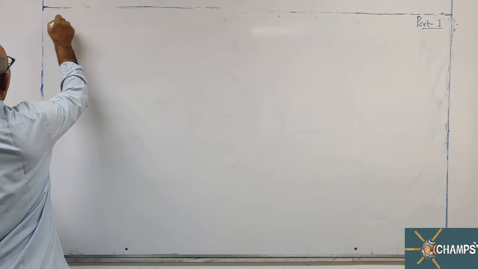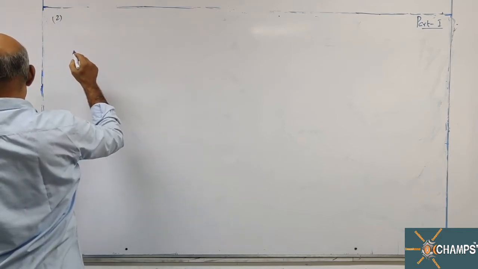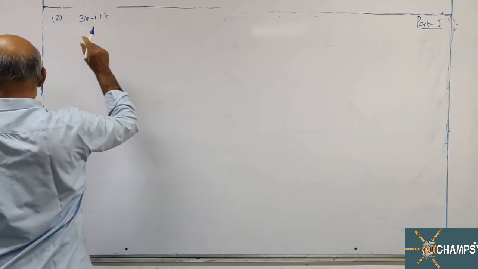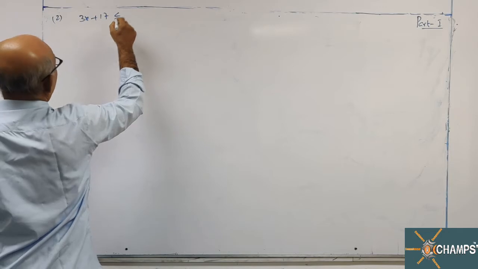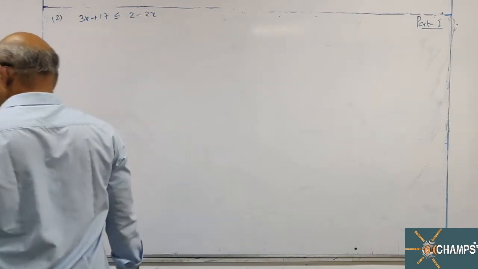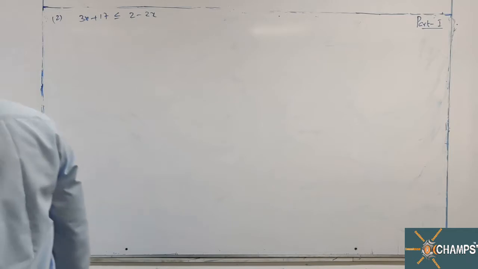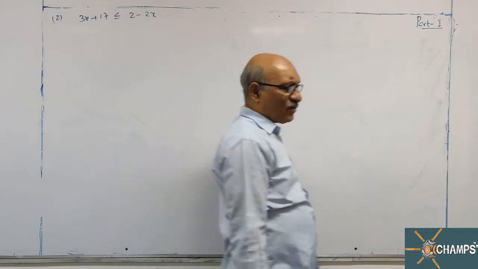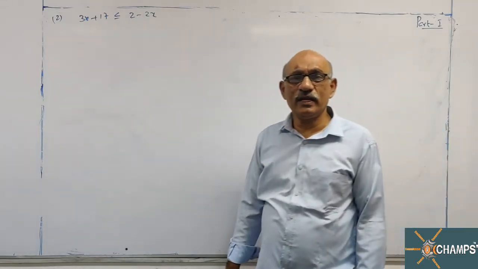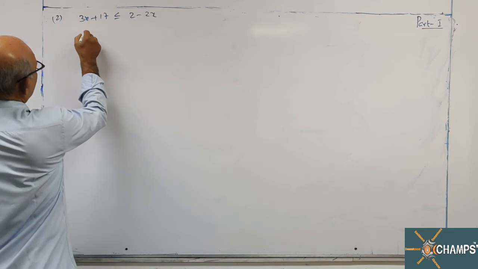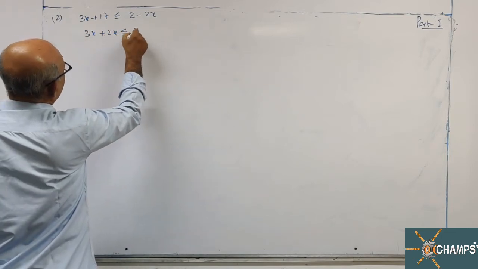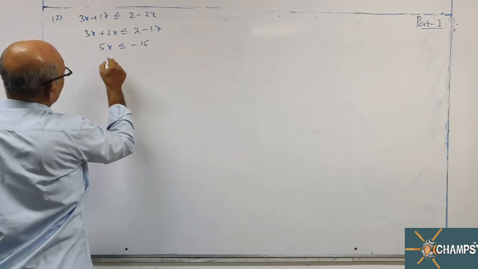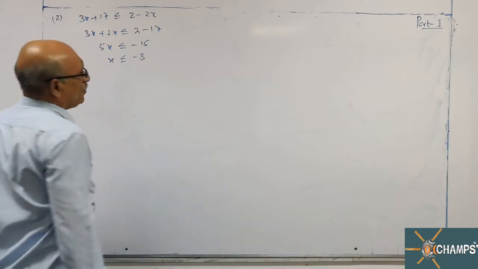Second question: 3x plus 17 less than or equal to 2 minus 2x. Now look at this. Keep variables on one side and constants on the other side. So 3x plus 2x is less than or equal to 2 minus 17. 5x is less than or equal to minus 15. x is less than or equal to minus 3.